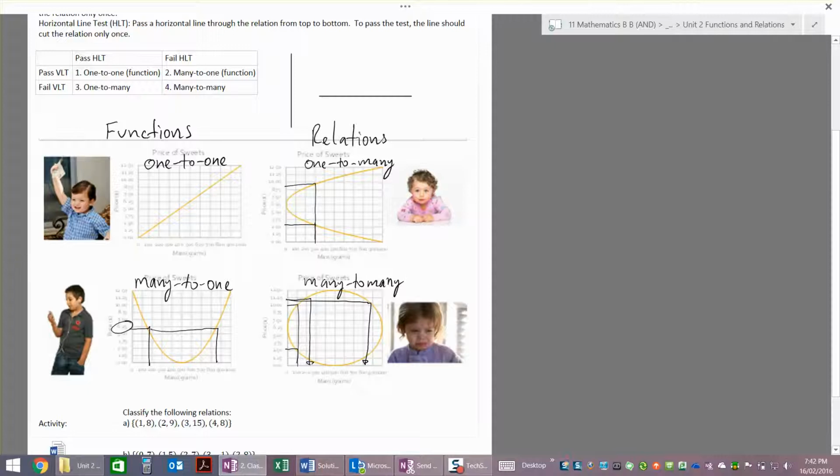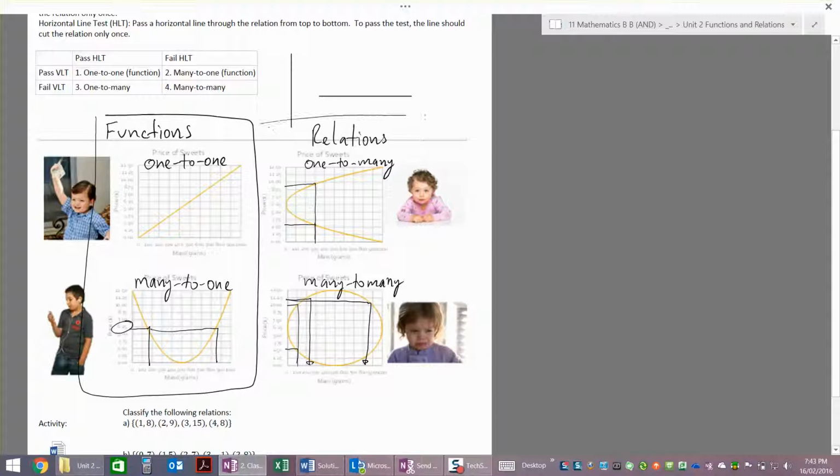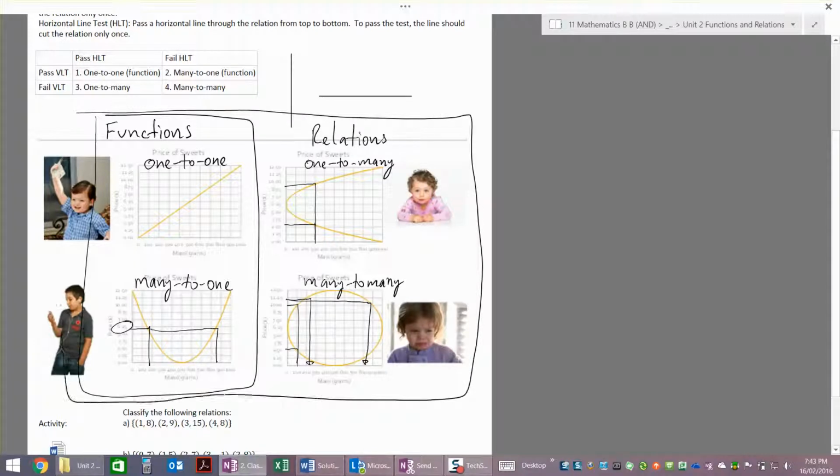So I can imagine, I've got my functions here, and I've got my relations here. Well, really, I should put the relations all in a big box, because they're all relations, and then the functions in there as a subset of relations, a special relation.